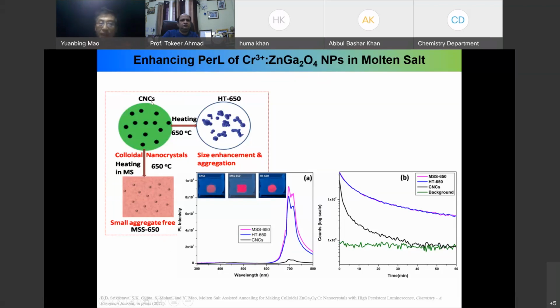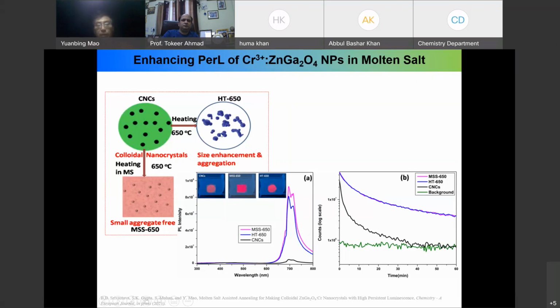These are the chromium-doped zinc gallate nanoparticles, right? We synthesized them by the hydrothermal synthesis, right? And one way to improve the luminescence and the persistent luminescence is by direct heating of these particles at 600, for example, at 650 degrees Celsius, and then we get this type of nanoparticles.